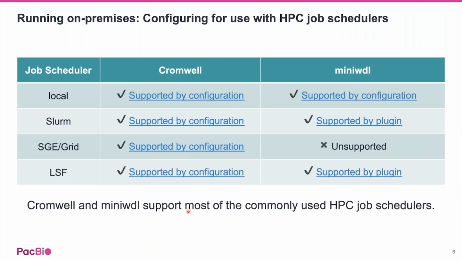While the PacBio WGS variant pipeline can be run on a single compute node with sufficient CPUs and memory, it contains many parallelizable steps and will perform best when scheduled across a cluster using a job scheduler. Cromwell and miniWDL support most of the commonly used HPC job schedulers. Cromwell has a very flexible support system via backend configuration, while miniWDL typically depends on additional plugins. Links on this slide point to the configuration options or plugins.